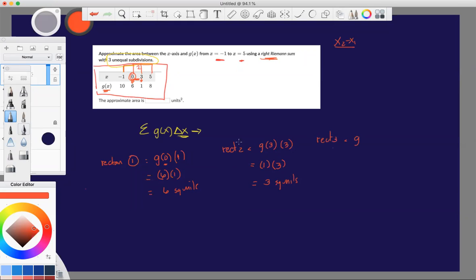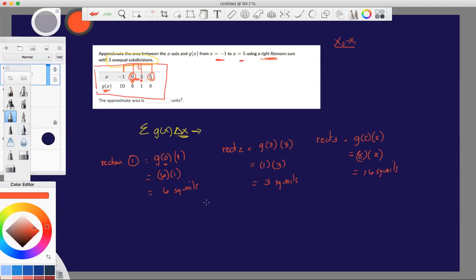Then rectangle 3, guys. Your right side is going to be g of 5 multiplied to, what do you think is our delta x for this one? What's 5 minus 3? 2. Very good. So when x is equal to 5, g sub x will just be equal to 8 multiplied to 2. Everybody good in that? So that will just give us a total of 16 square units.